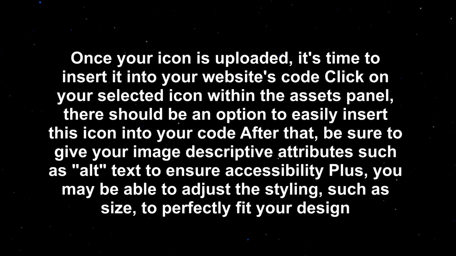Once your icon is uploaded, it's time to insert it into your website's code. Click on your selected icon within the Assets panel. There should be an option to easily insert this icon into your code. After that, be sure to give your image descriptive attributes, such as alt text, to ensure accessibility. Plus, you may be able to adjust the styling, such as size, to perfectly fit your design.